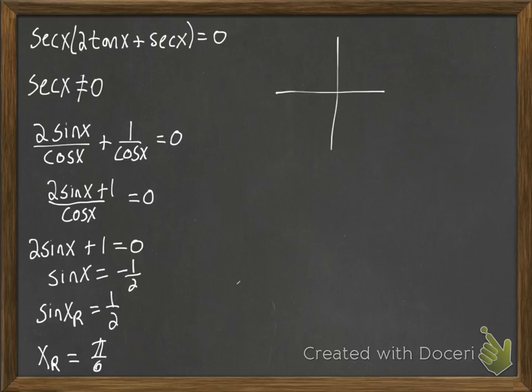So sine is negative in the 3rd quadrant, and it's also negative in the 4th quadrant. So we'll put in our pi over 6 reference angle in both of those quadrants. Now that would normally lead us to the angle 7 pi over 6, or the angle 11 pi over 6.